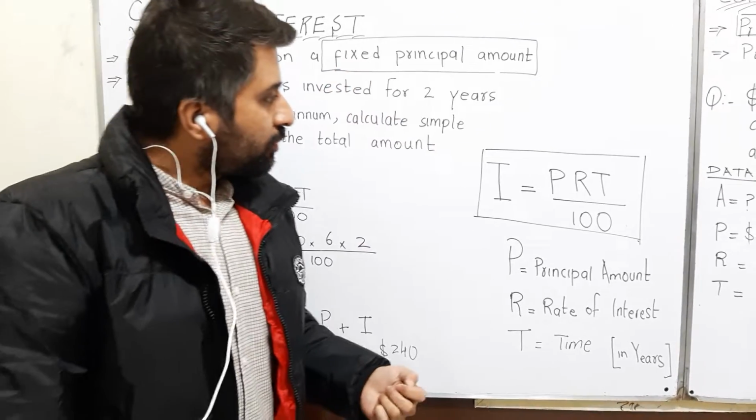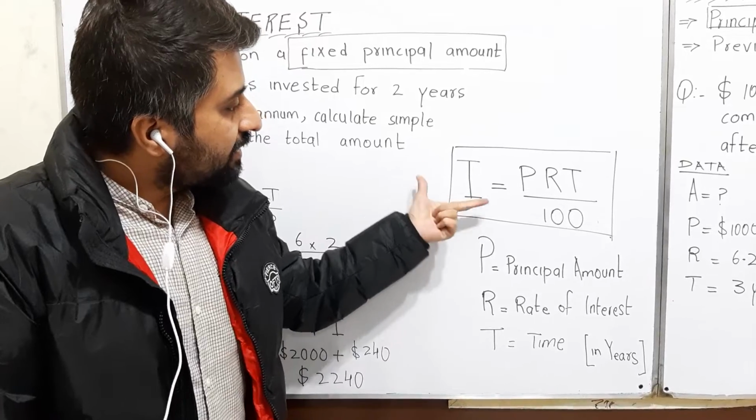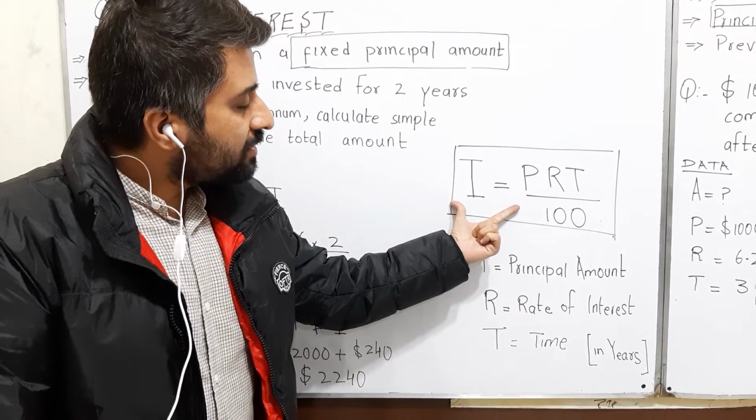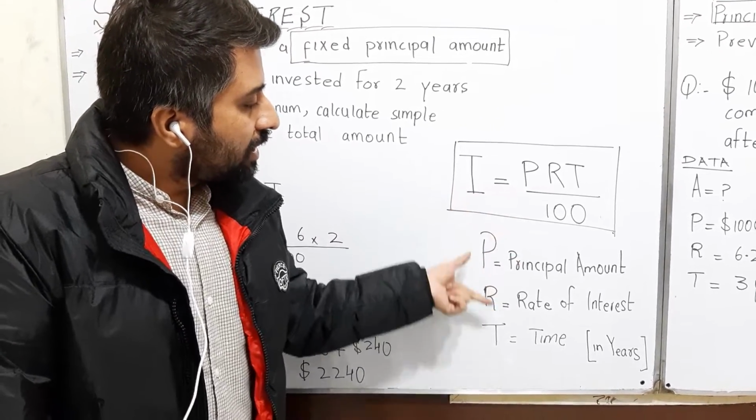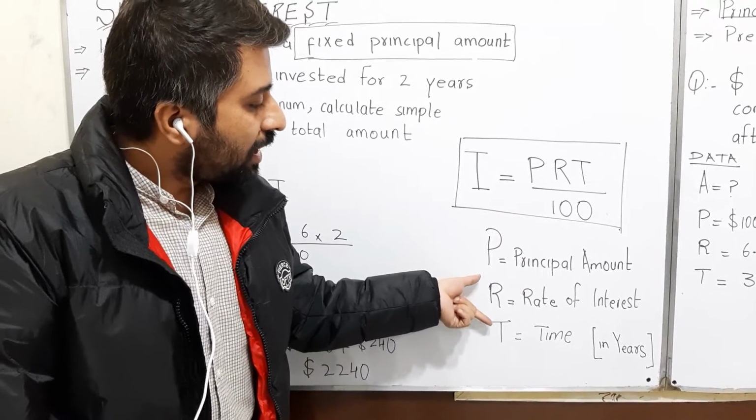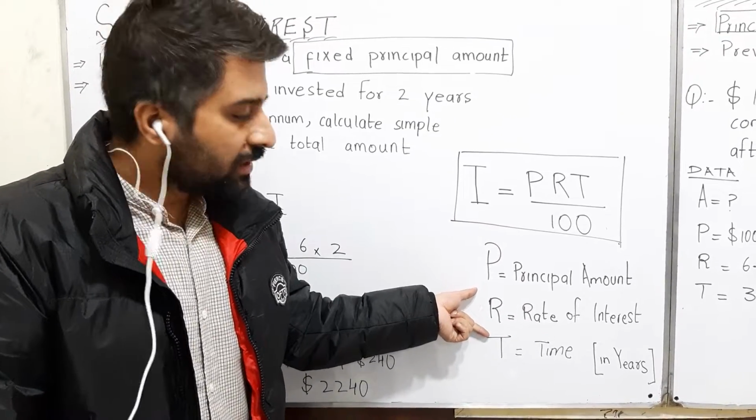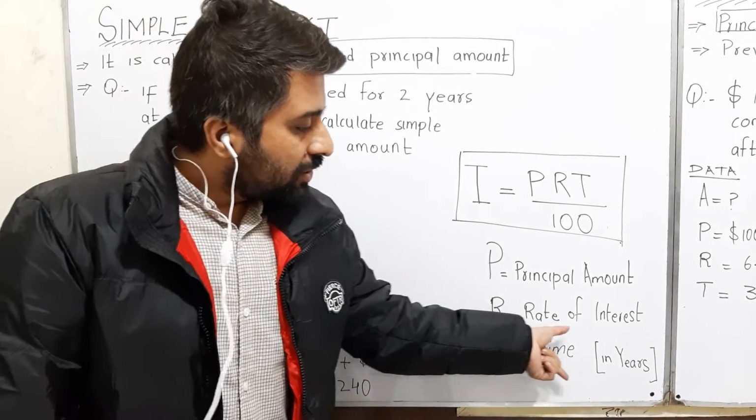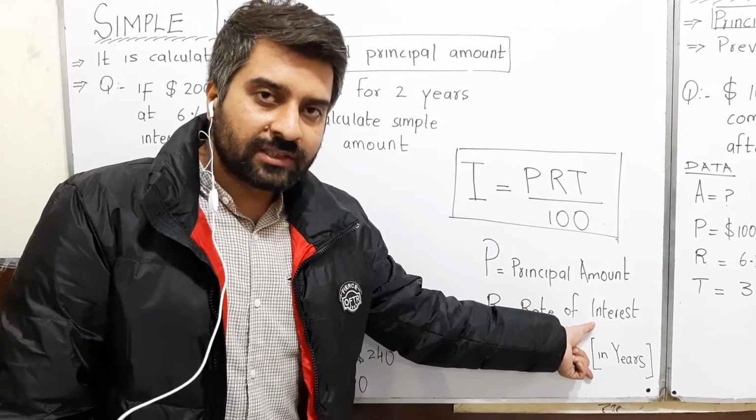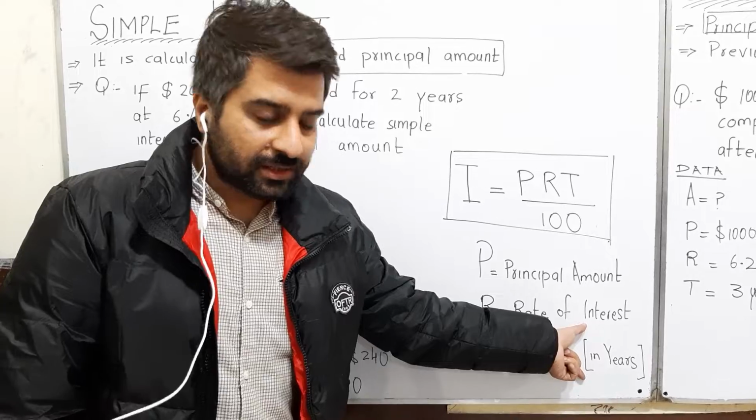Now we are using a formula for simple interest, and that is this one: I is equal to PRT over 100. P is the principal amount, R is the rate of interest per annum, and T is the time. Time must be in years. If it is not in years, convert it into years.